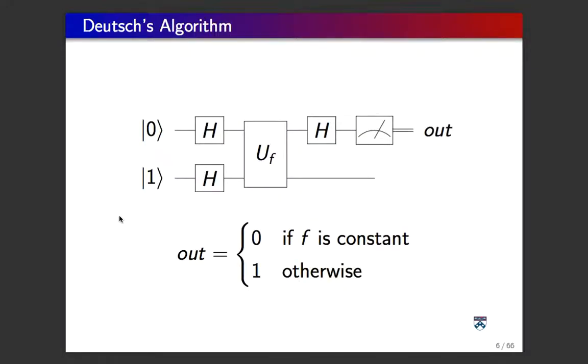The algorithm is quite simple. It's right over here. To be more specific, this is a circuit that we can build that will answer this problem. The output is going to be 0 when f is a constant function, and 1 when f is non-constant. What we're going to try to do is prove that this is true. Of course, the first step is understanding this circuit. So what does all this mean?